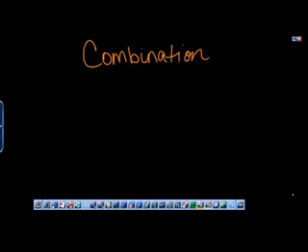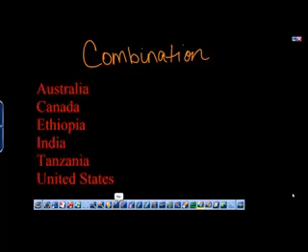Let's take a look at combinations. Combinations are a group of items in which order does not matter. Let's take a look at an example using countries. How many ways could you choose 2 countries from the table when you write a report about these countries?